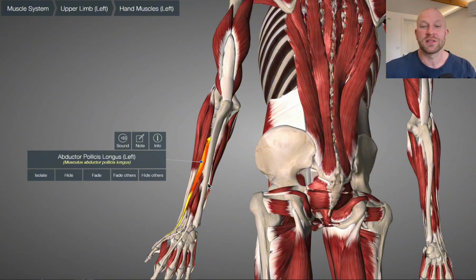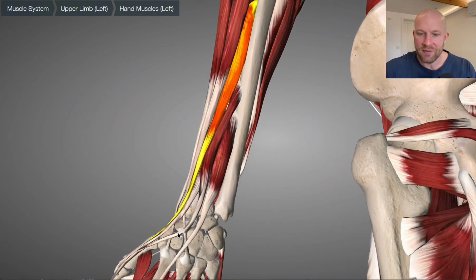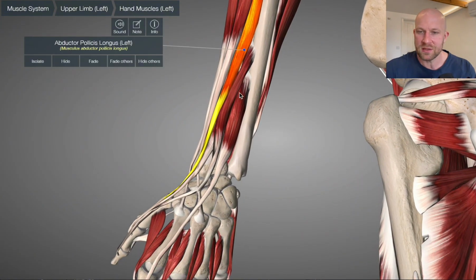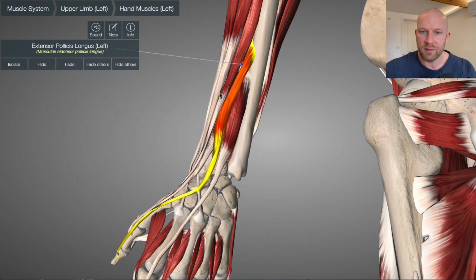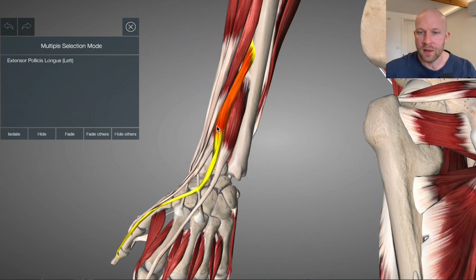So abductor pollicis longus. So we call the big toe the hallux, and we also refer to the thumb when it comes to muscular anatomy as pollicis, and it abducts the thumb. So it brings it out like that. Have a closer look at where those tendons go. The reason will become apparent because we've got extensor pollicis longus as well. And so we've got that muscle there. We've got abductor pollicis longus there as well.